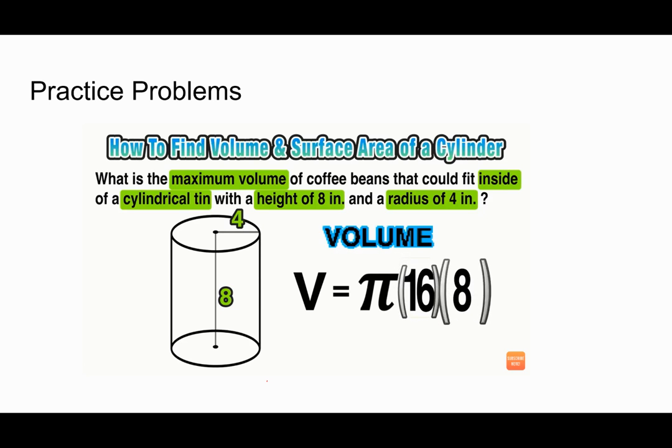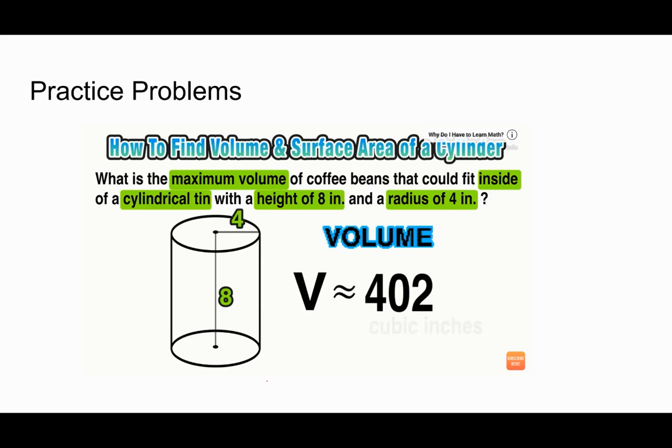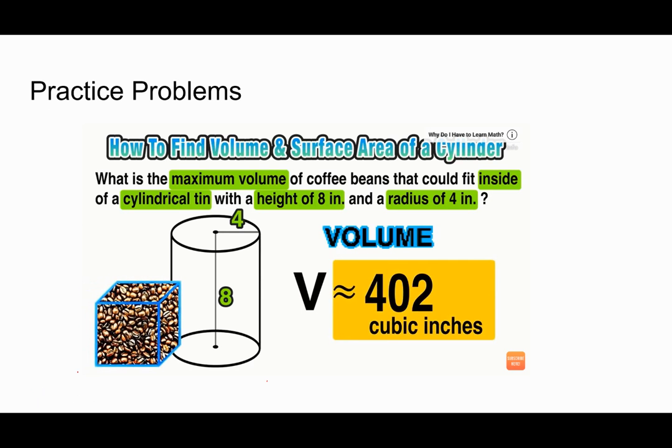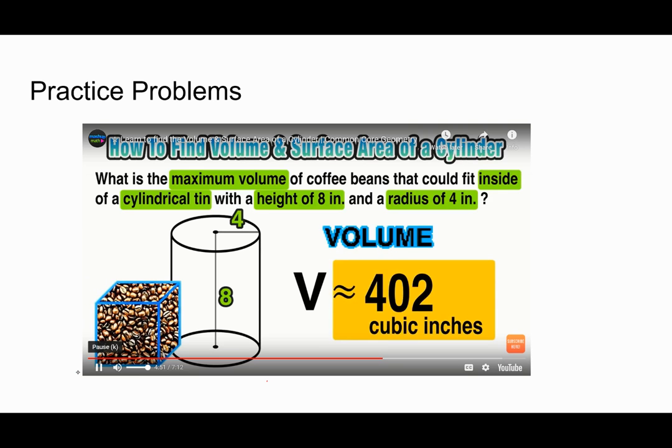And now all we have to do is multiply to get our final answer. Pi times 16 times 8 is approximately 402 cubic inches. And remember, that means that this can could hold approximately 402 of these little 1-inch cubes of coffee.